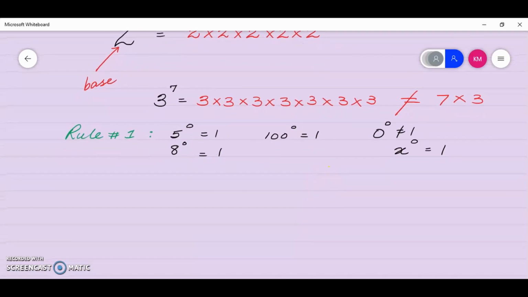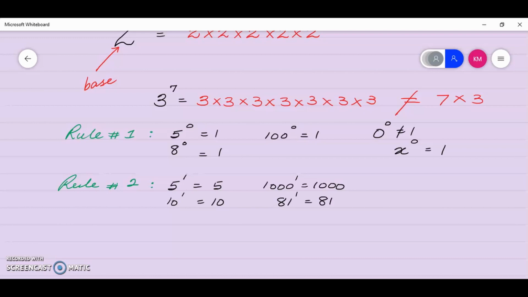So let's move on to our rule number 2. Our rule number 2 states that any number that is raised to the power 1 is itself. So for example, 5 raised to the power 1 is going to give us back 5. 10 raised to the power 1 is going to give us 10. 1000 raised to the power 1 is going to give us back 1000. 81 to the power 1 is going to give us back 81.